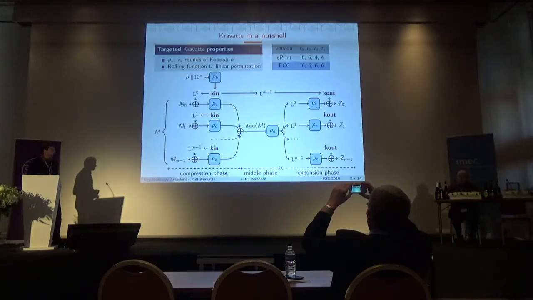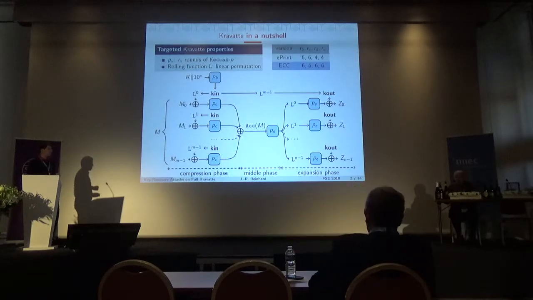So this is the outline of the schematics for Kravatte, which is the Keccak-based instantiation of Farfalle. So we have, after some key schedule, an input key block and an output key block derived. After that, we have 3 phases: the compression phase, which turns a certain amount of input blocks into an accumulator state; then a middle phase that turns this accumulator state into a rolling state; and finally, an expansion phase, which diversifies these output states.